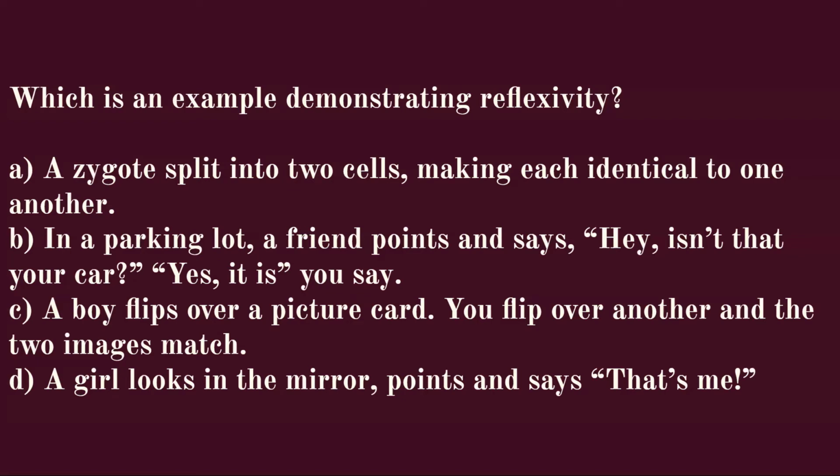And then the last one, D, which is the answer here: a girl looks in the mirror, so that's our stimulus. She points to the mirror and says, that's me. So she's identifying herself as herself. We have a little bit of A to A here, which would be reflexivity. Any questions about that one, y'all?